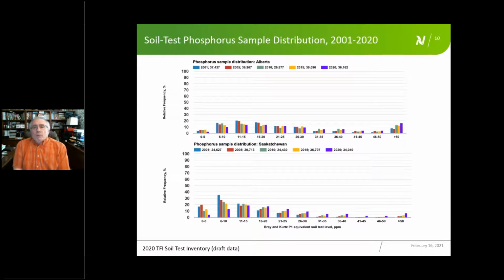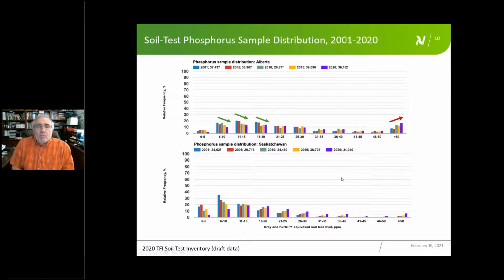All right, so I was able to get a hold of some very recent data. This is draft data. This has not been released to the general public, but I got from TFI the most recent inventory for the prairie provinces and Ontario. And so we want to look at a couple of things. What you see is the percentage of the samples in each of these soil test ranges, say from 16 to 20 parts per million in a Bray equivalent. That's the percentage of samples in that grouping, and you can see for the different years the changes in those bars. And we'll talk about those specifically.